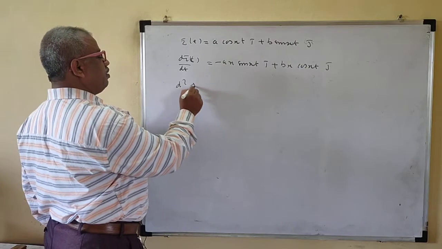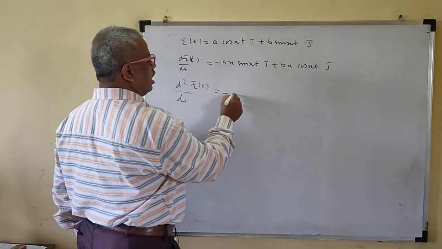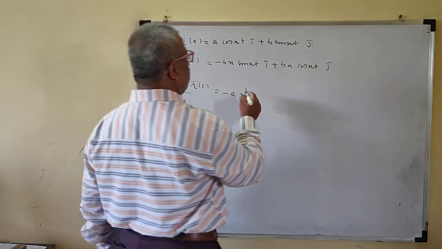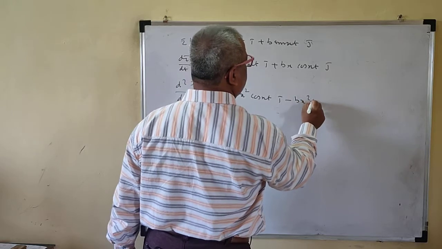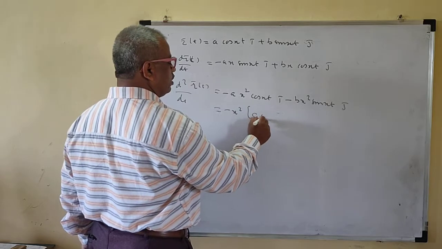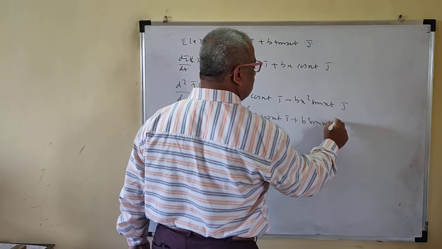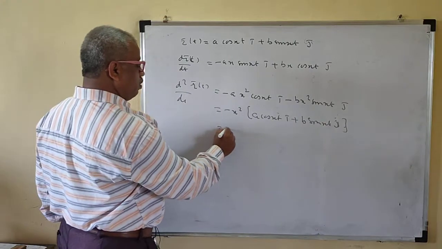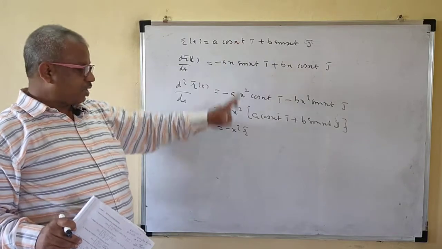Again we will find the second derivative. So what do we get? Minus a x square cos of xt I bar minus b x square sin of xt j bar. If I take minus x square common, then this is cos of xt I bar plus b sin of xt j bar, so this is minus x square r bar. Note this: minus x square r bar.